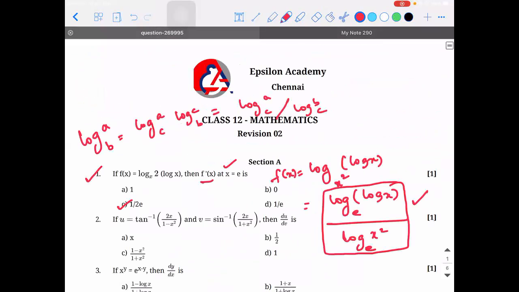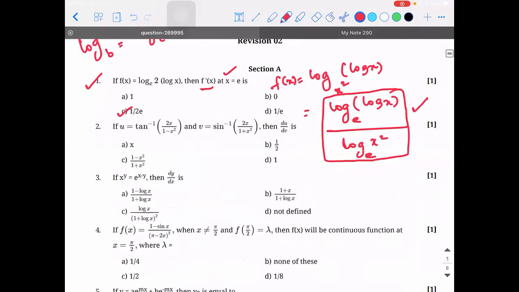I think there's only one tough one. Next, you guys try it. If u is equal to tan inverse of 2x by 1 minus x square, and v is sin inverse of 2x by 1 plus x square, find du by dv. What if this kind of a problem comes? Can you directly tell what the answer is?